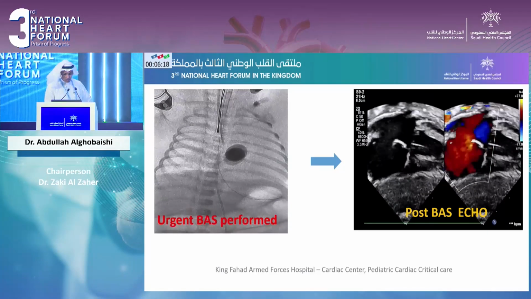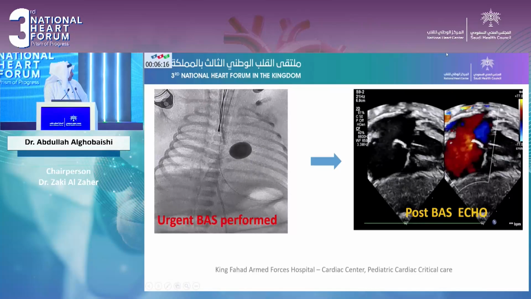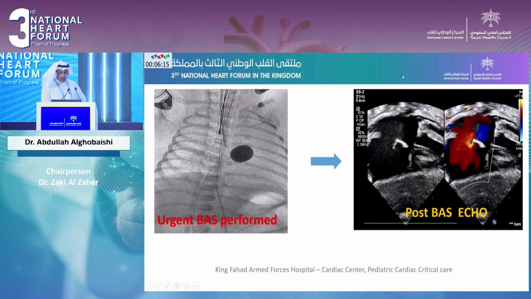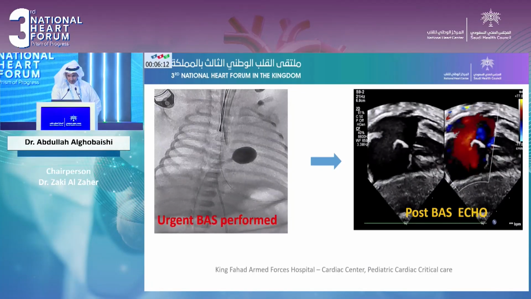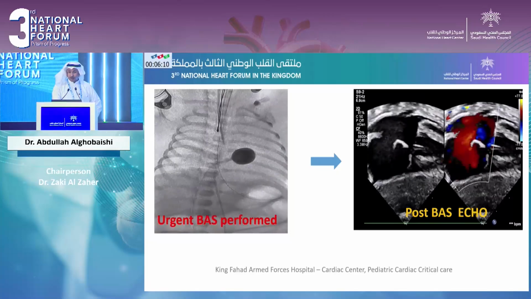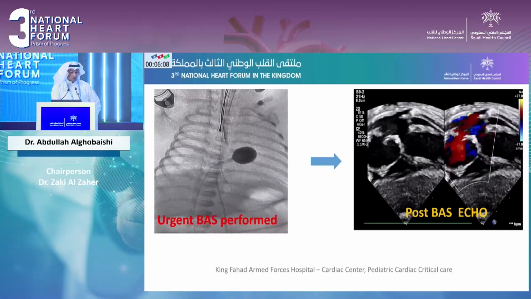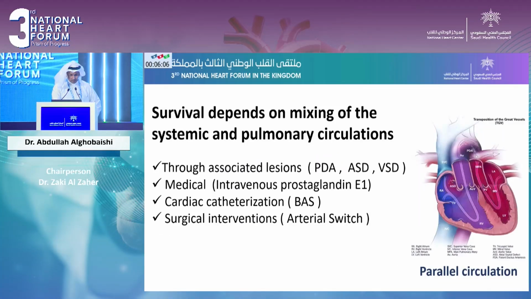This is the echo also showing the improvement in communication at the atrial level, in addition to the PDA with the prostaglandin infusion running. As we know, we have to have good communication between the systemic and pulmonary circulation at different levels, but at least we have to have two.